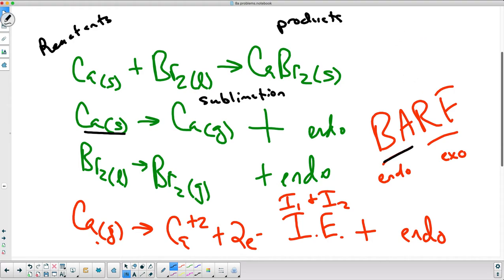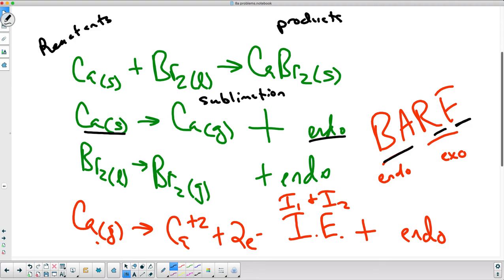When we break bonds, we absorb energy. When we form bonds, we release energy. That's how we remember it. That's what BARF stands for: Break bonds absorbs energy, forming bonds releases energy. So if we break bonds, we're absorbing energy, which is endothermic, which means we're sucking energy in and it gets cold. So it takes energy to change anything from a solid to a gas, which is sublimation. So that's our first step.